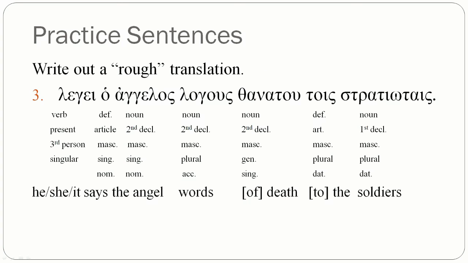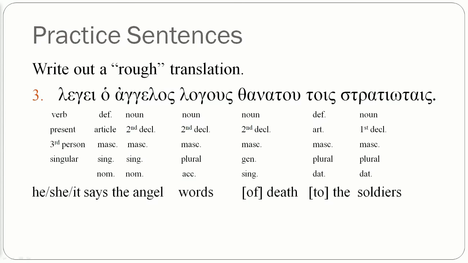Let's go ahead and try to get a rough translation of this. What you're going to want to do first is figure out what the verb and the subject are. Lege is he, she, or it says. Ho angelos is the angel. Logous is words, plural. So therefore it's words, plural.